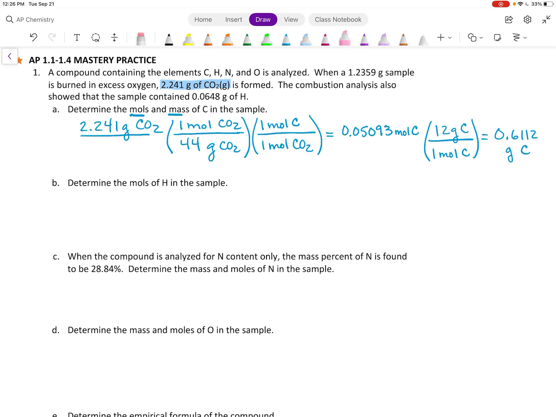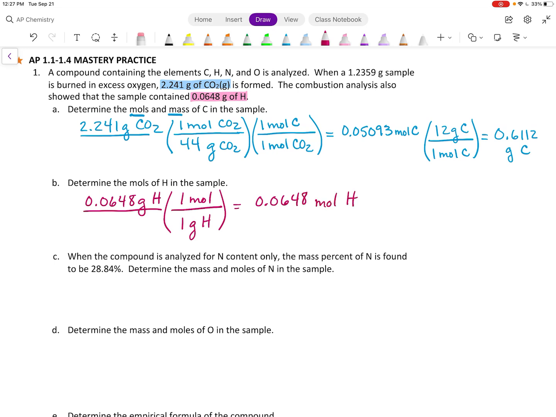Now, for hydrogen, in this case, they gave us just grams of hydrogen. If you had grams of water instead, you would do something similar to what we just did, but between water and hydrogen. But in this case, they just gave it to us. That was really nice of them. And so we're going to have 0.0648 grams of hydrogen in the sample. And then, of course, hydrogen is 1 gram for every 1 mole. And so this is going to be the same. Okay, so 0.0648, the same value, moles of hydrogen.